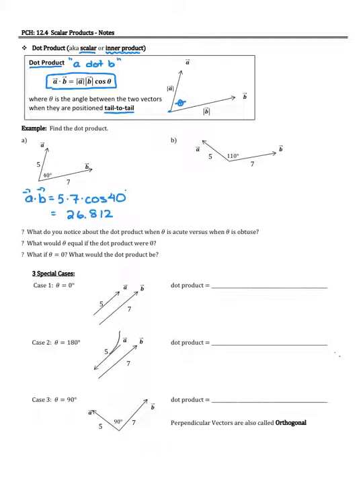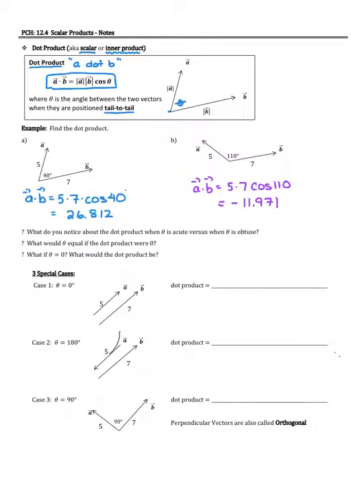Here, I have the dot product of A dot B. In this example, it's going to be A dot B, again, 5 times 7, which is 35, times the cosine of 110. Notice now I'm taking the cosine of an obtuse angle, so your answer is negative 11.971. So what do you notice about the dot product when theta is acute versus when it is obtuse?